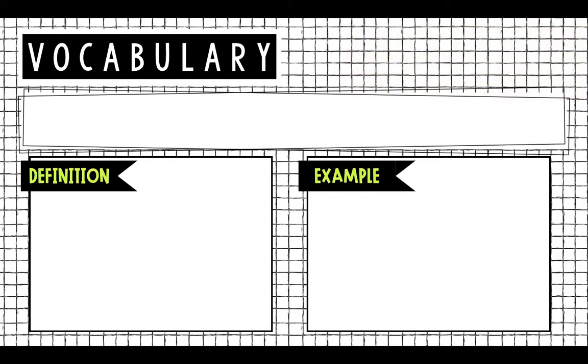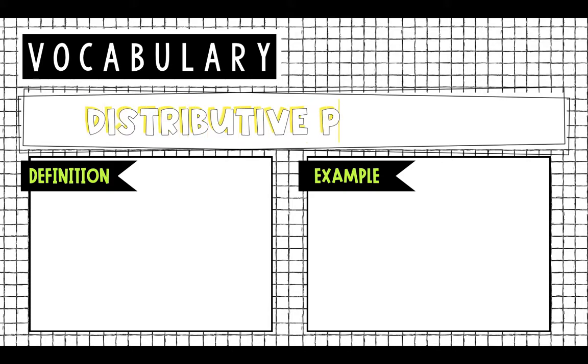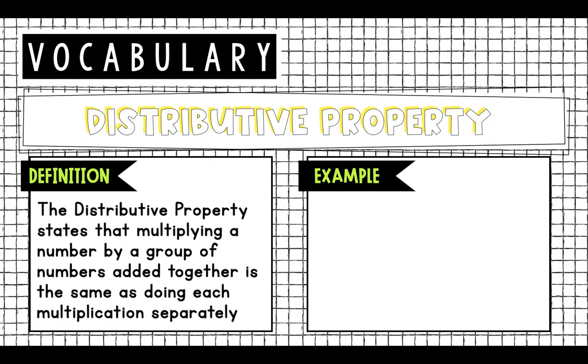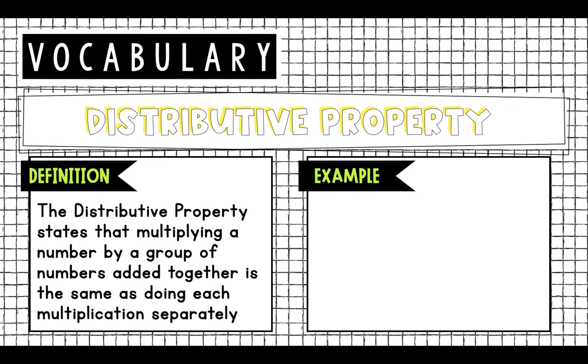All right, let's look at our final property, which is the distributive property. This property states that multiplying a number by a group of numbers added together is the same as doing each multiplication separately. Sounds a little confusing, but once you see an example, it makes more sense.